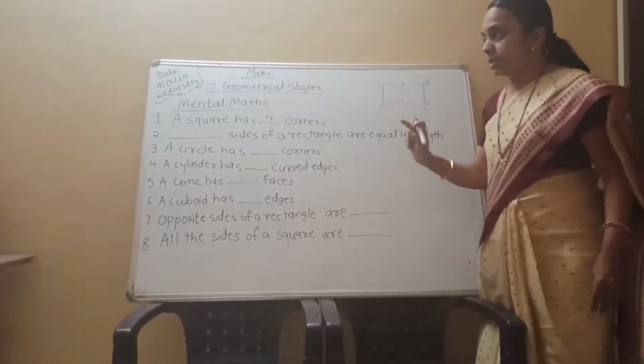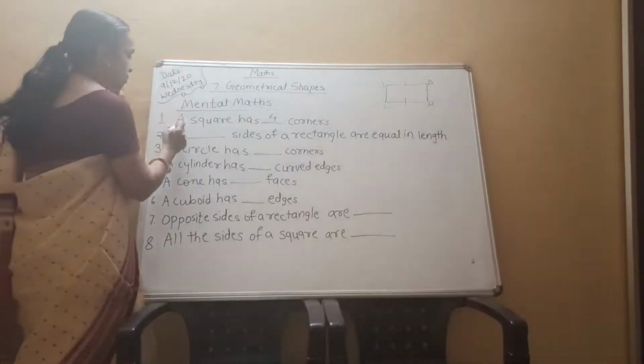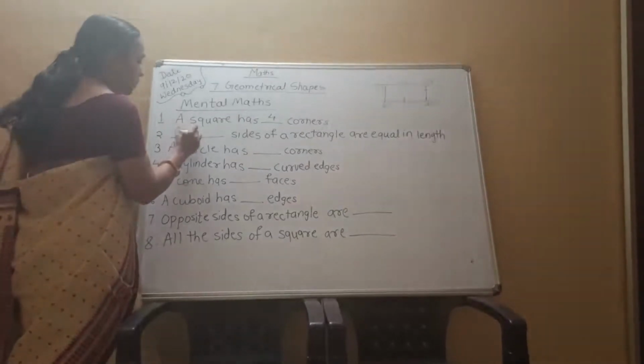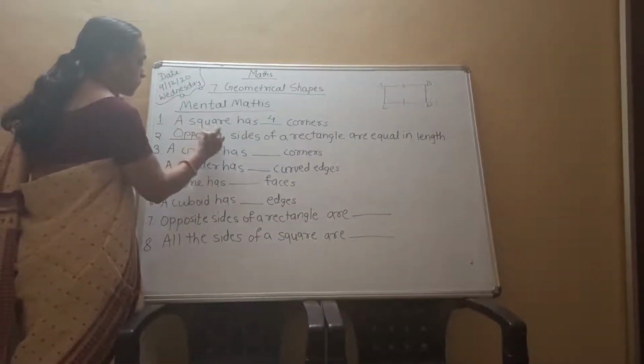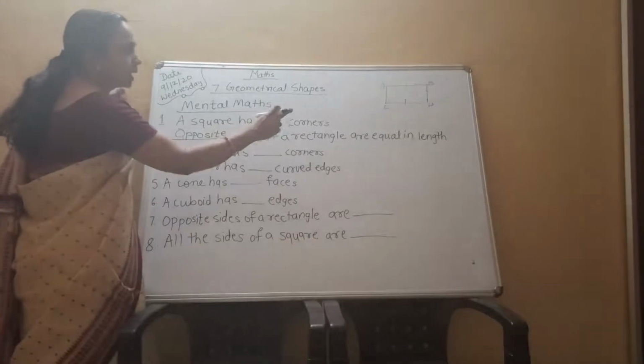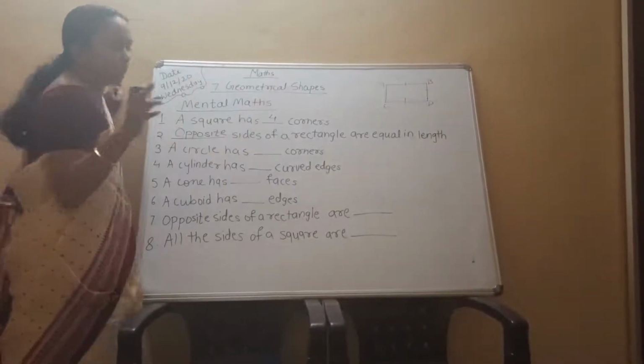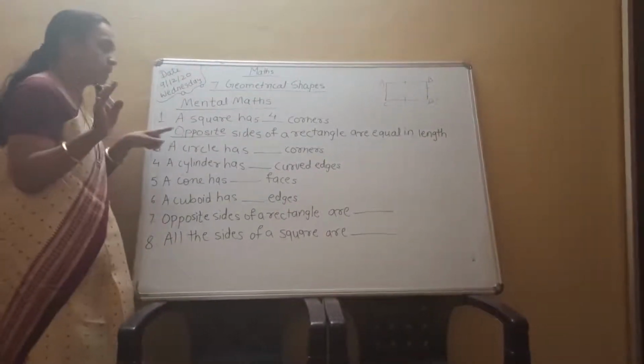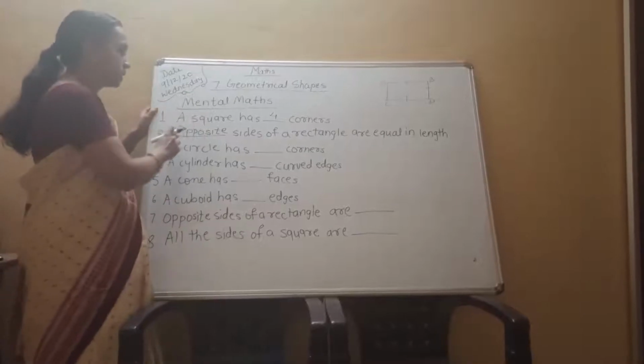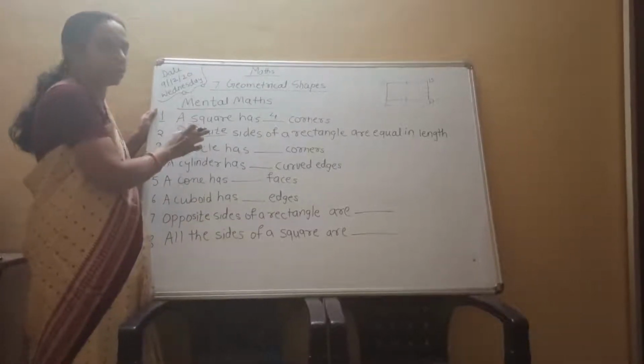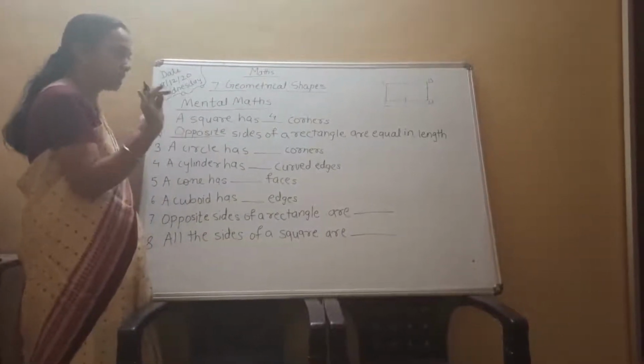So what is our answer? Answer is opposite. So we have to write here, opposite sides of a rectangle are equal in length. So remember all these things, because these are the basic things. We should know all these things.